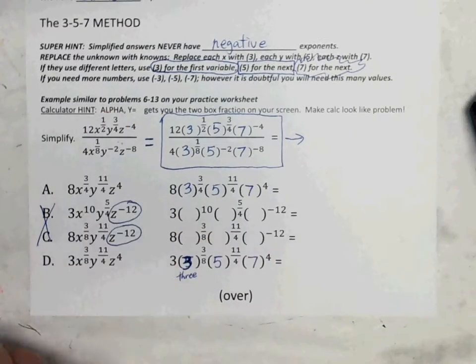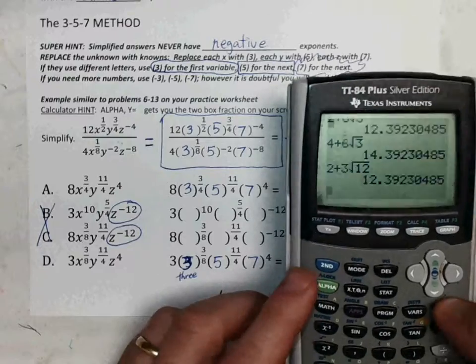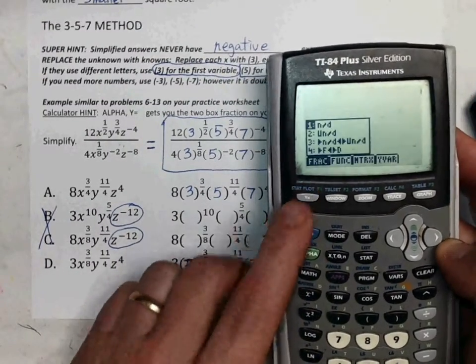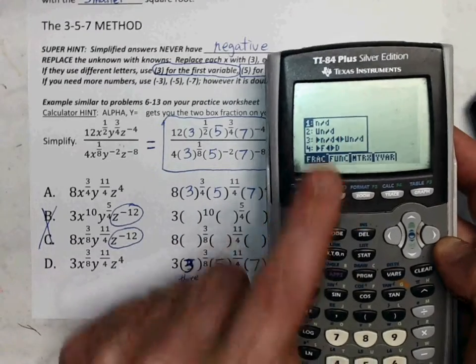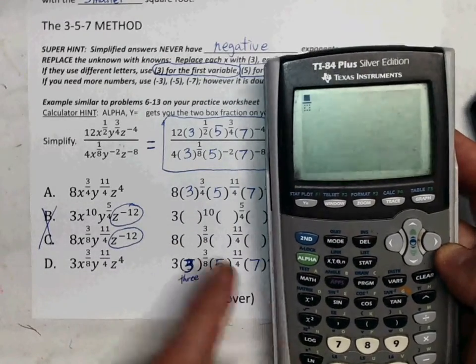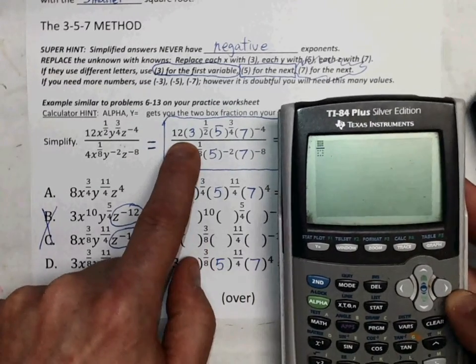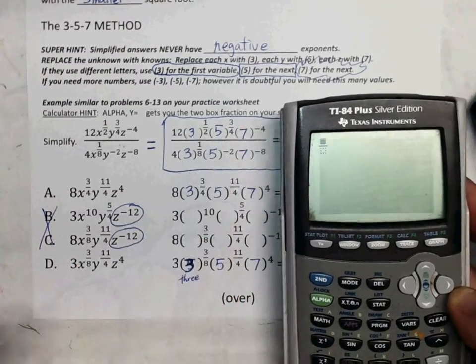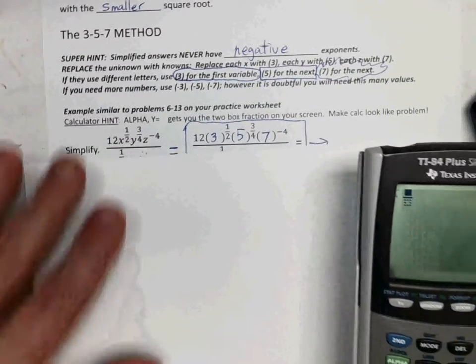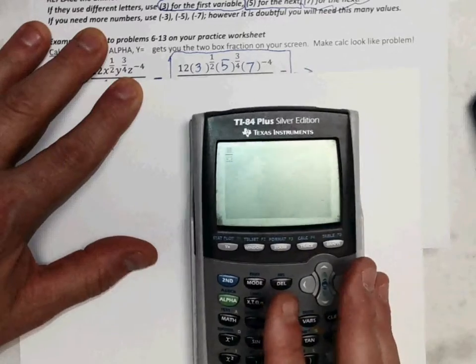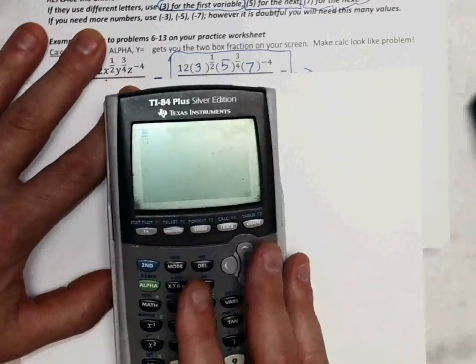Now, calculator hint. Alpha y equals. Alpha is green, and then y equals. Now, we want to make a fraction, so alpha y equals enter. Now, you notice I have a fraction. Yes, I'm going to put all of this top part into the top part of my fraction. So I'm going to cover up the bottom so it's very clear. And I'm going to make my calculator look like my paper.